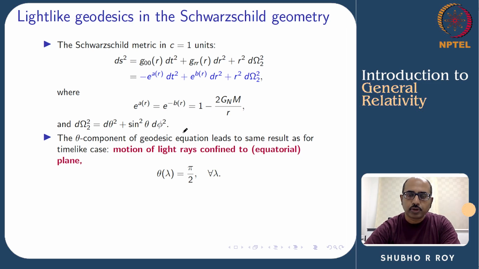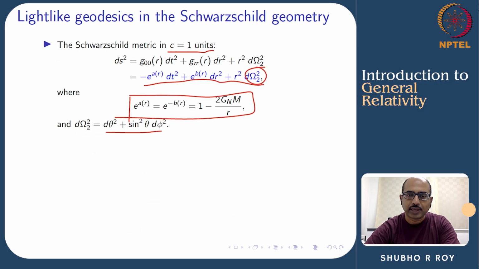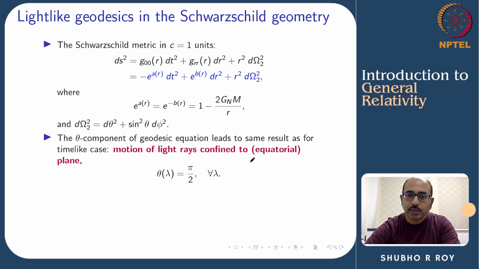So the theta component of the geodesic equation leads to the same result as for the timelike case. There is no distinction. As I said, the geodesic equation won't look any different, so the theta equation will not look any different for lightlike geodesics. Which implies that the motion of the light rays will be confined to a plane, which we will set to be the equatorial plane. Alright, so the theta equation is solved for all values of the geodesic affine parameter, which is that theta is pi by 2, a constant.